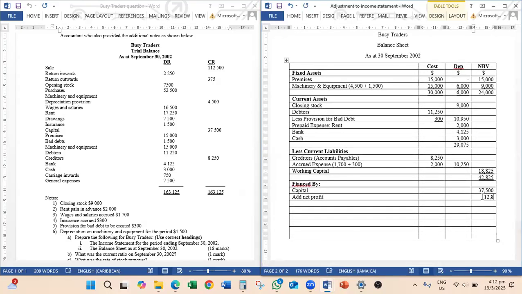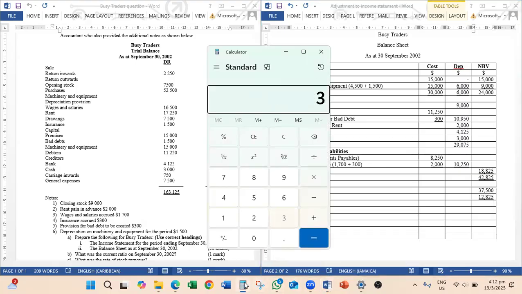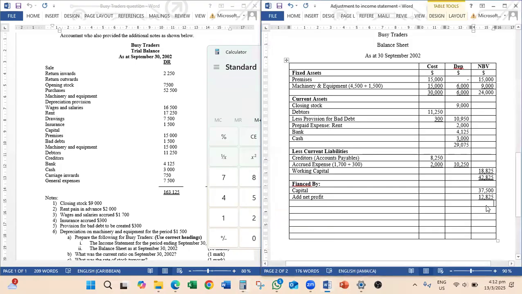So 37,500 plus 12,825 would be equal to 50,325. Then we move to the next item, less drawings. This is where it goes.